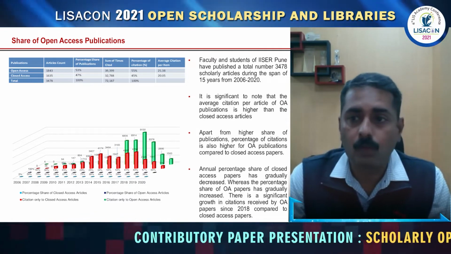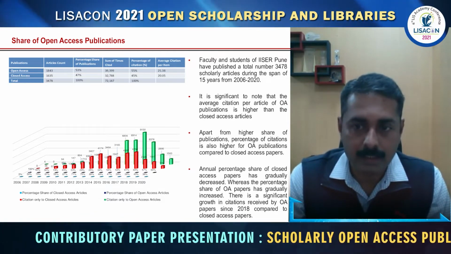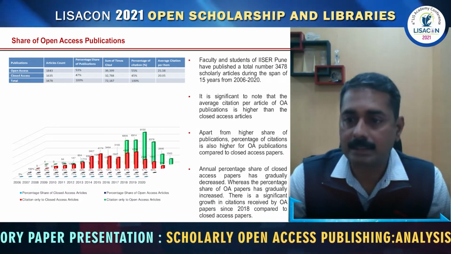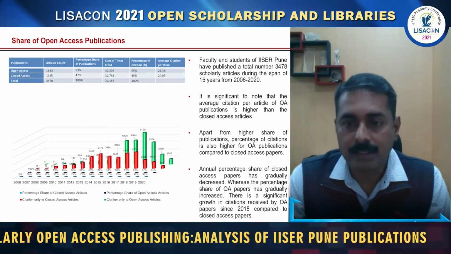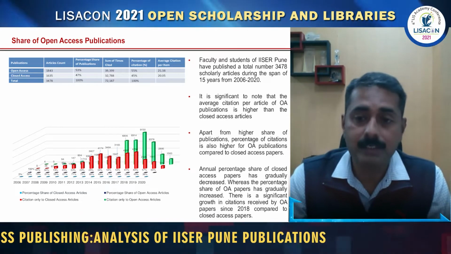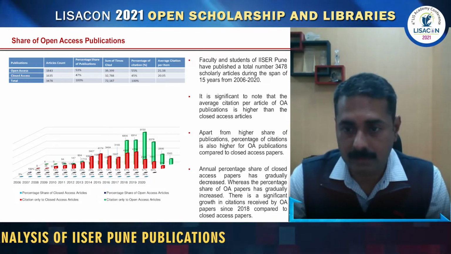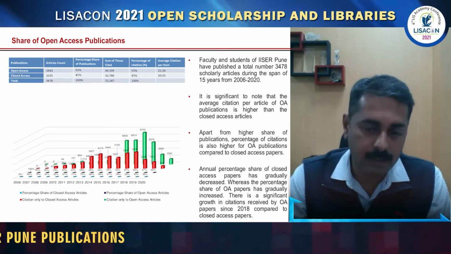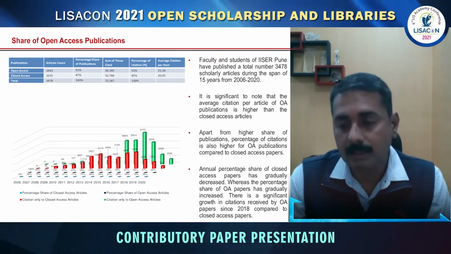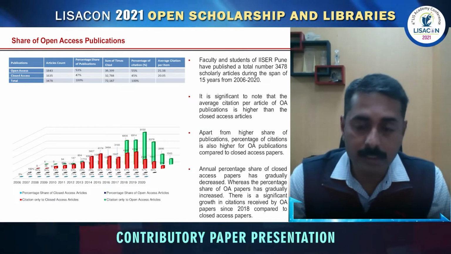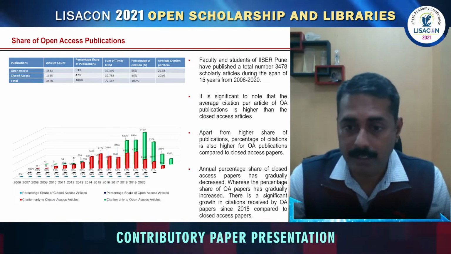It is significant to note that the average citation per article of open access publications is higher than the closed access articles. Apart from higher share of publications, percentage of citations is also higher for open access compared to the closed access papers. This data indicates that the open access research has much more visibility and impact than the closed access research.